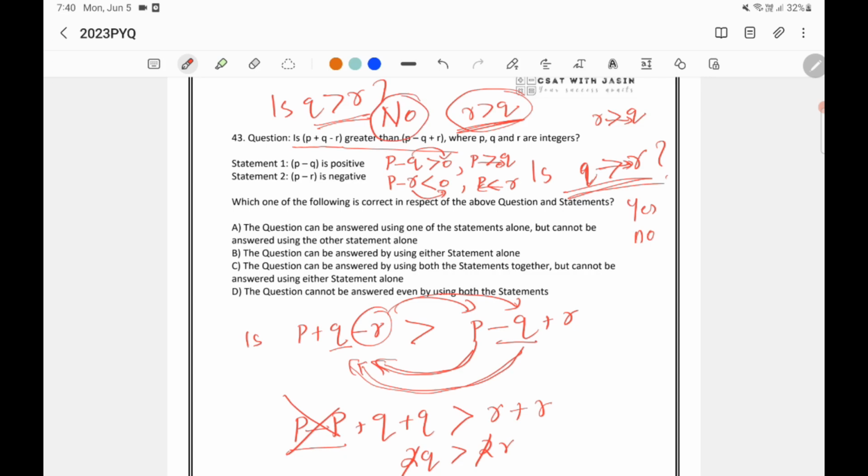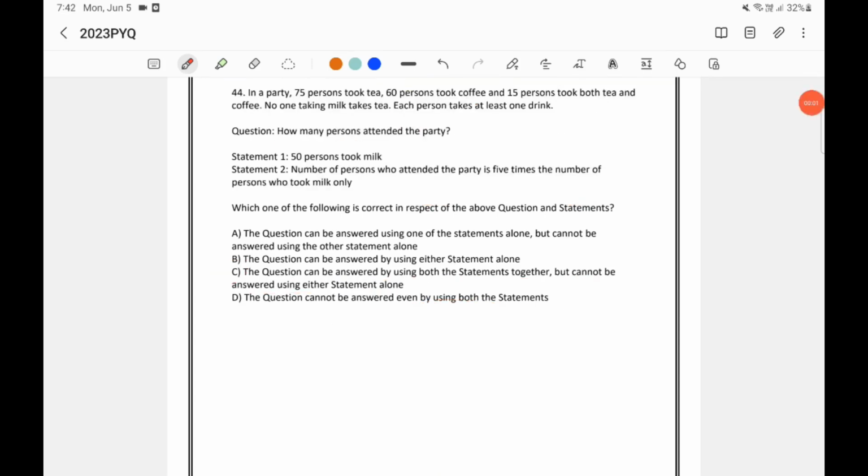So actually, using both the statements, we are able to answer the question. It doesn't matter whether it's a yes or no. We can answer the question, right? So by using both the statements, we can answer the question. So C, the question can be answered by using both the statements but cannot be answered using either statement alone. That C is the right answer. So let us move on to the next question.